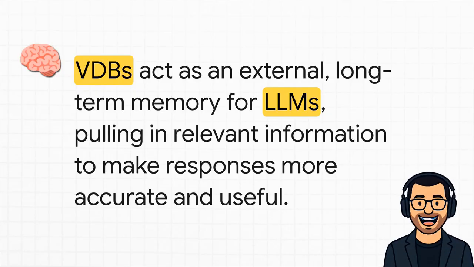And this illustrates what might be the killer app for VDBs today, something called retrieval augmented generation, or RAG. See, an LLM by itself only knows what it was trained on, which can be months or years out of date. A vector database acts like an external, long-term memory for it. It can instantly pull in relevant, current, or even private company data to answer a question, making the LLM's responses way more accurate and useful.